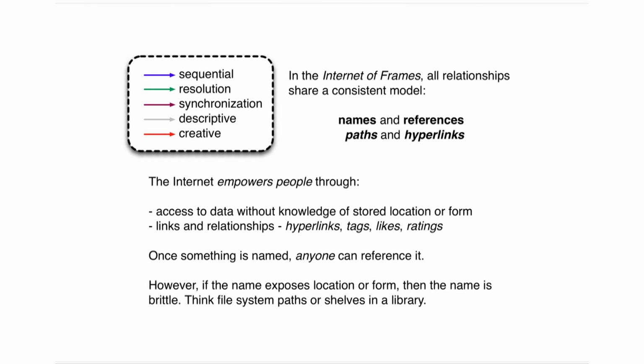And in the Internet of Frames, all relationships share a consistent model. We use names, non-brittle names, and references, or in Internet terminology, paths and hyperlinks. We know that the Internet empowers people because it gives access to data without them having to have knowledge of where it's stored or in what format it is in. And it allows people to make new links and relationships. These might be hyperlinks in documents, Twitter tags, Facebook likes, TripAdvisor ratings. They're all kinds of links and relationships. And once something has been given a name, anyone can make reference to it for any purpose.